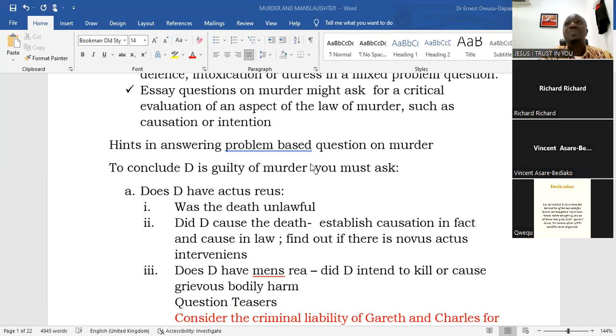So therefore, if you give someone a blow and the person fell and died there and then, you don't go about and say that the blow that I gave is a very minor, innocuous blow. And if I had given that to any other person, it wouldn't have even caused the person to fall down, let alone resulting in his death.